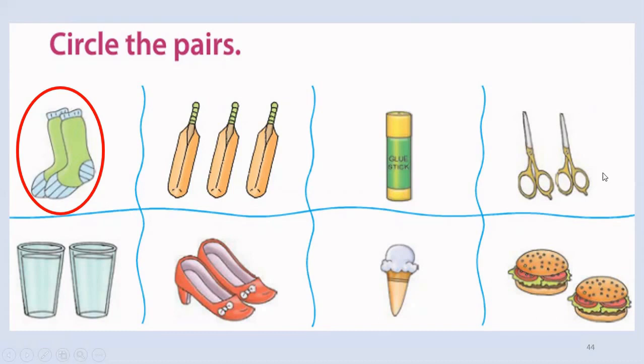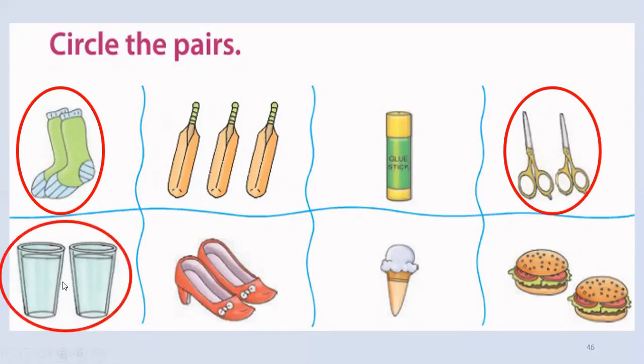Let's move to the next one. Now there are scissors. How many scissors are there? 2. Yes, we can form the pair here. So we will circle it. Next one. Now let's see how many glasses are there. There are again 2 glasses. We can form a pair. So we will circle it. Yes. Next one. Again we have shoes here. How many shoes are there? 2. So again it is forming a pair. So we will circle it.